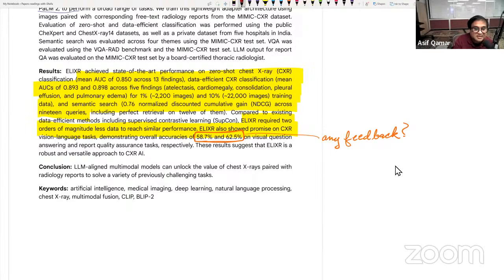Interestingly, I noticed something very meaningful, and I think this was a core contribution. It could have been a separate paragraph itself. It says, Elixir requires 2 orders of magnitude less data. You notice that? Less data to reach similar performance. Means, compared to prior models, you can train this with much less data.